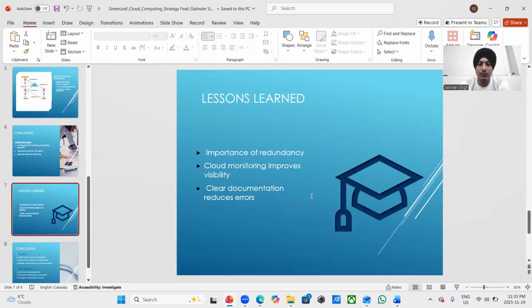And here are the lessons which we learned while making this project. The first is the importance of redundancy: how important redundancy is for any particular system if any failure occurs.